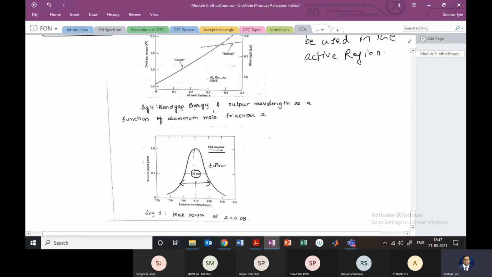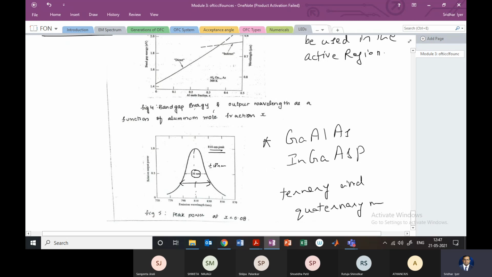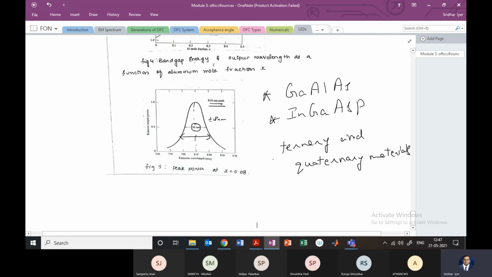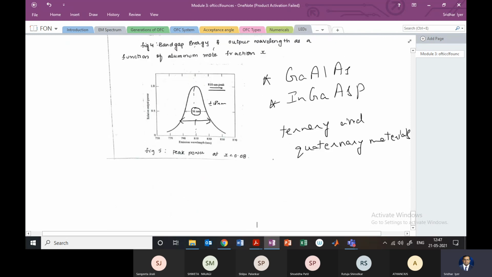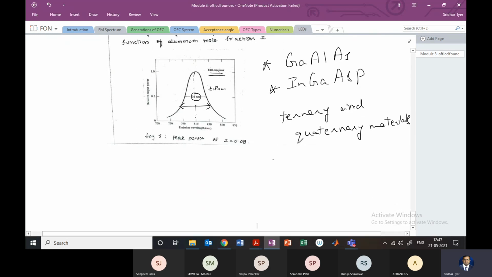So the most popular one is gallium aluminum arsenide. The other one is indium gallium arsenide. Right? So these are known as ternary and quaternary materials. Ternary and quaternary materials. Okay, so we have mathematics through which we can find the direct band gap energy of these kinds of compounds. These are compounds, these are not single materials, right?